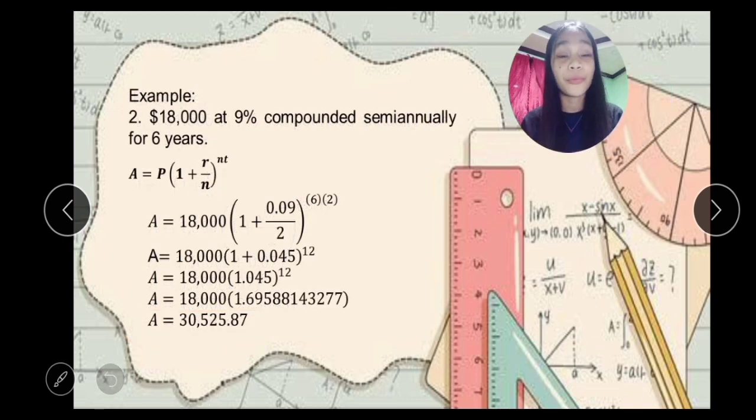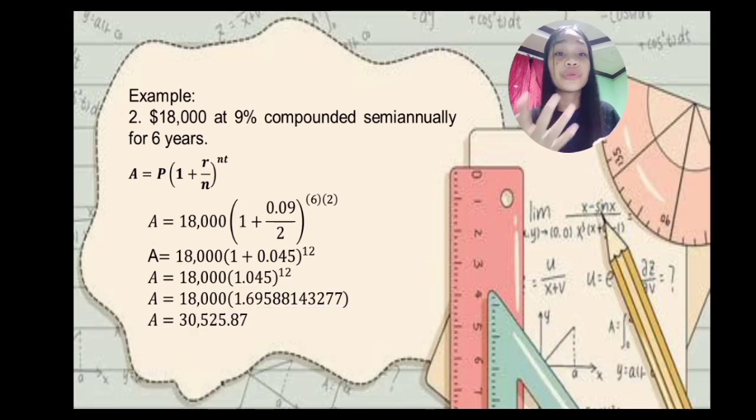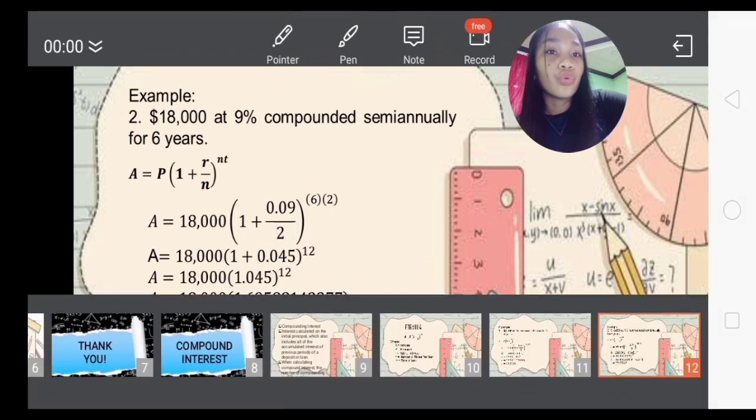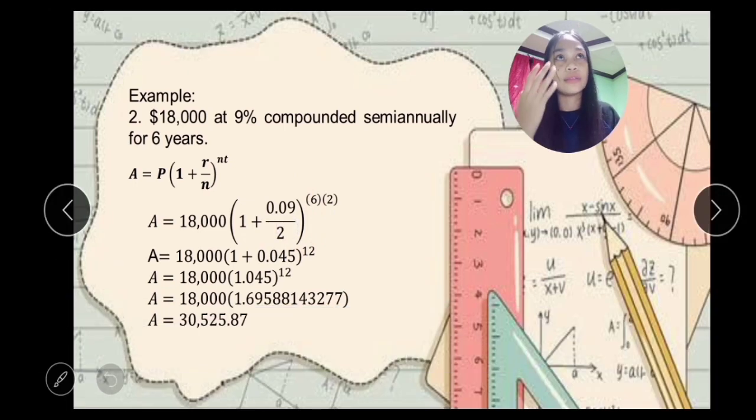For the second example, we have 18,000 at 9% compounded semiannually naman tayo for 6 years. When we use semiannually, dalawa siya, 2 times siya nangyayari, twice. Our formula, ganun pa rin. First, we need to solve our r and n. The result is 0.09 divided by 2, our times per year, and the answer of that is 0.045.